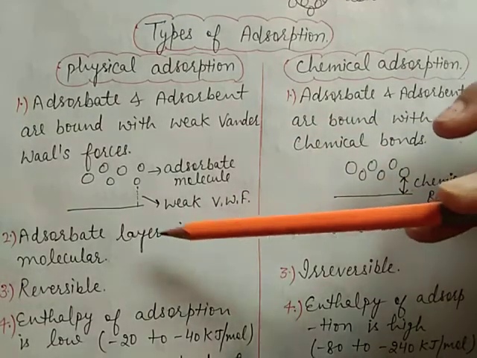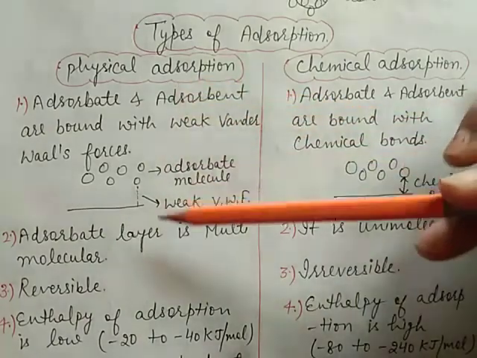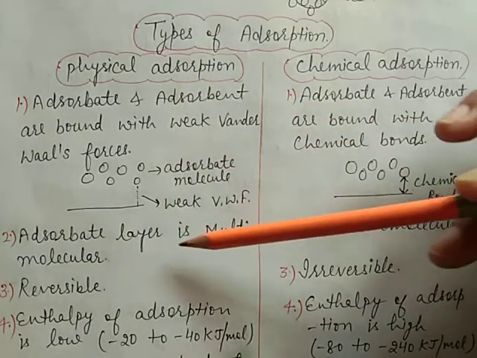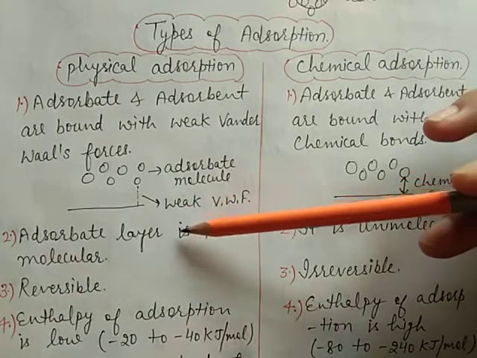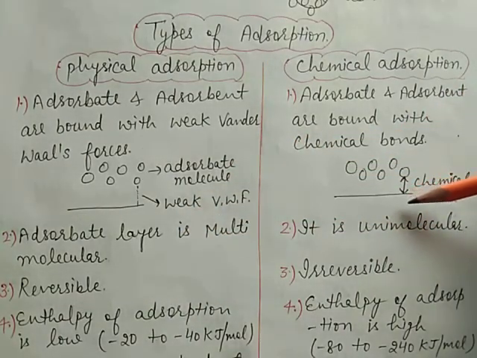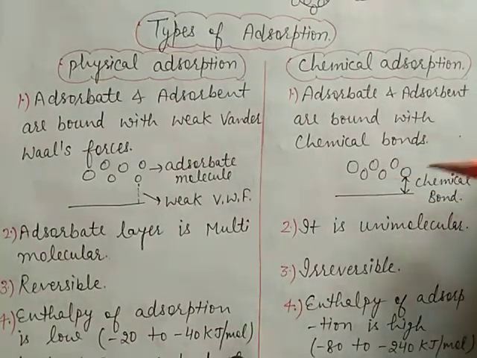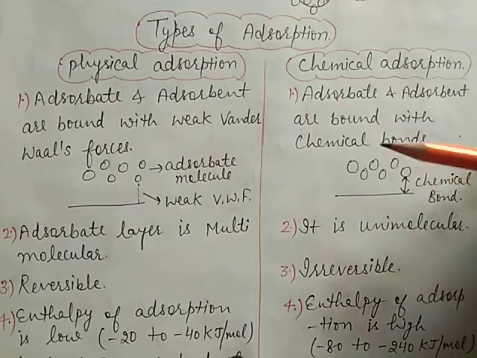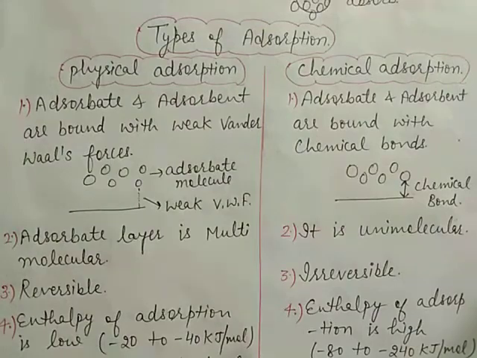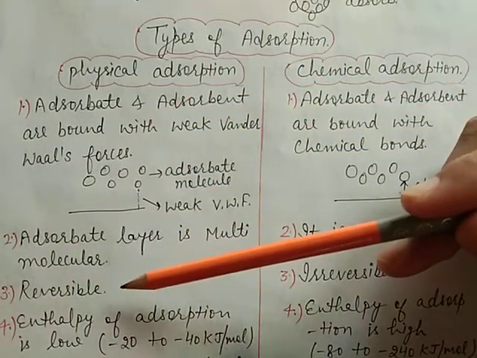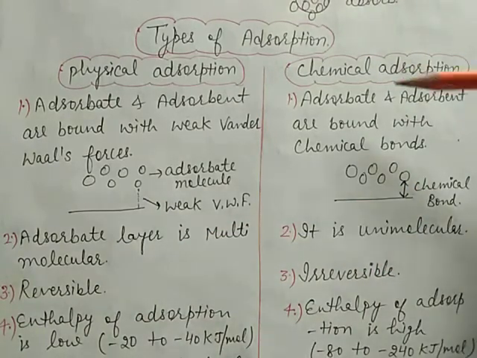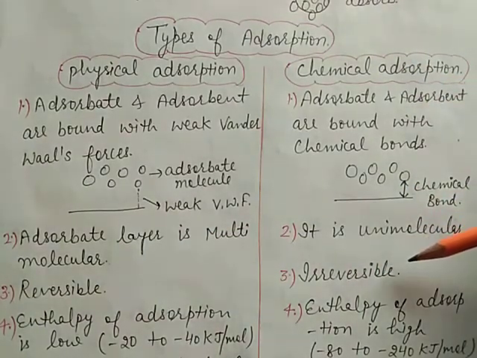In the second point, in physical adsorption, the adsorbate layer is multimolecular. Multi means many. But in the case of chemical adsorption, the chemical bond is very strong, so it will form a unimolecular layer. Physical adsorption is reversible. Chemical adsorption is an irreversible process.